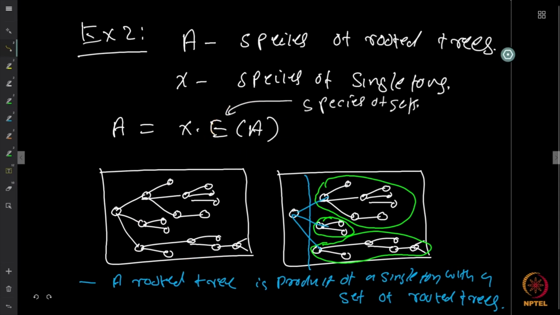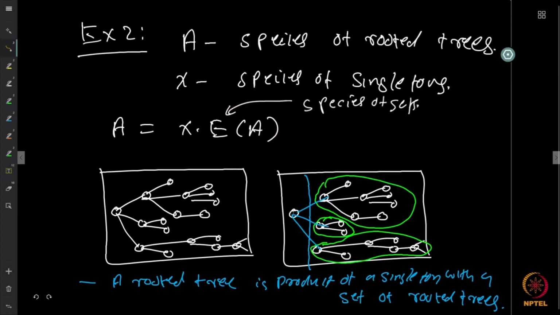Each of them is a root, because this main root that we removed is connected to these vertices, which makes them special. They are connected to it, therefore they are special vertices, which means that they are roots. So we get a set of rooted trees, which is E of A.